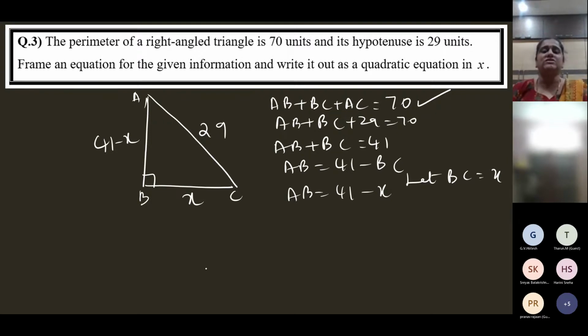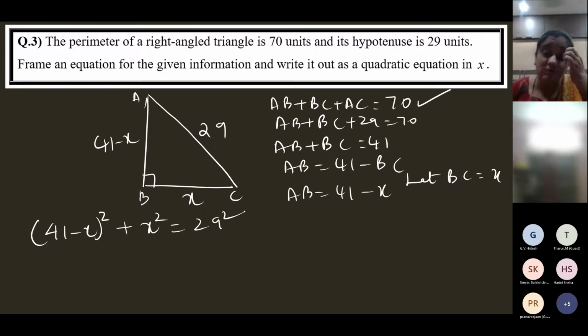Now how will you construct the equation? Pythagoras theorem. Very good. So 41 minus X the whole square plus X square is equal to 29 square. So after this, you can proceed. We are not solving this further. You're not supposed to leave it like this. You need to work it. Take all the terms to one side is equal to zero. You need to put it in the standard form, but we are not doing that now.